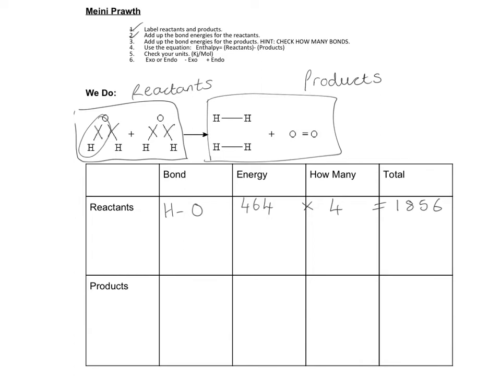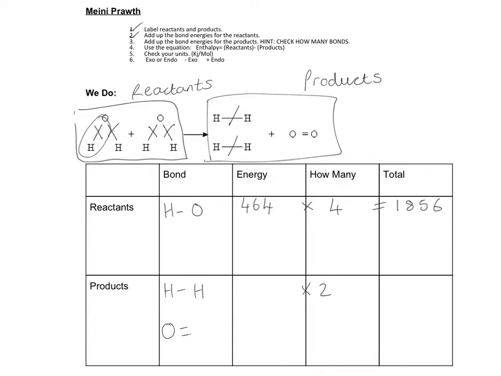Then you've got to do exactly the same thing for your products. Okay, so a little bit different here with my products. I've got this bond here, so I've got an HH bond, and if you look at it, I've got 2 of it. I've got 1, 2, so I've got 2 of them. So put that by there. Okay, then I've also got this bond here. Okay, even though there's 2 lines, it doesn't mean you count it twice. It's just 1 bond. It's a double bond. It's still just a bond between 2 elements.